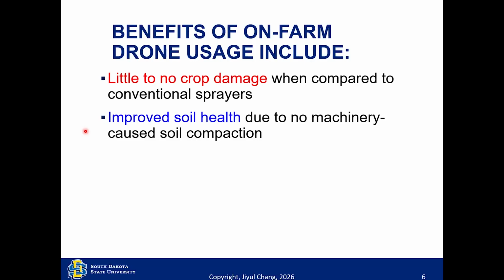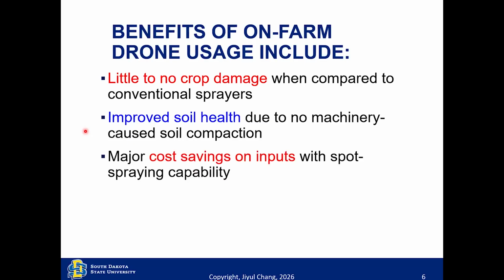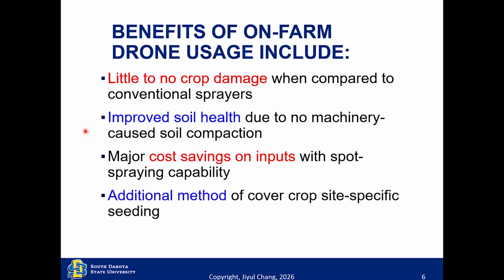And the second one is when you drive a big, heavy tractor with big tires inside the field, it causes very serious soil compaction. But a drone doesn't touch the soil, so you can minimize soil compaction as well. Next, you can save on input costs because we can do site-specific application very easily with a drone.